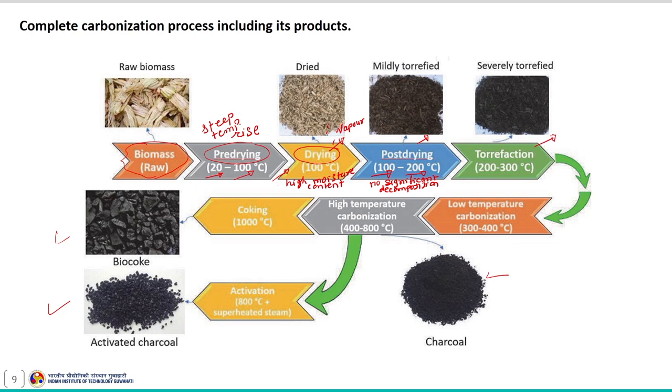Followed by that is the torrefaction process. Torrefaction occurs between the temperature range of 200 to 300 degree C, and during this stage the decomposition of the compounds starts. The first constituent of the biomass which undergoes decomposition here is the hemicellulose. By the end of this stage, almost all the hemicellulose is decomposed and only a small fraction of cellulose starts decomposing.